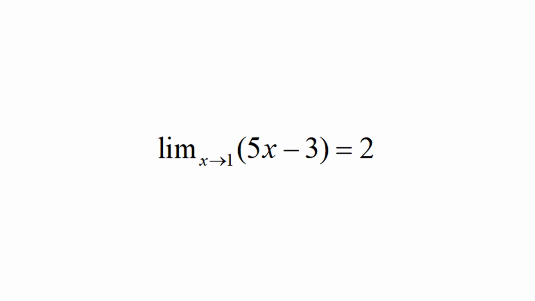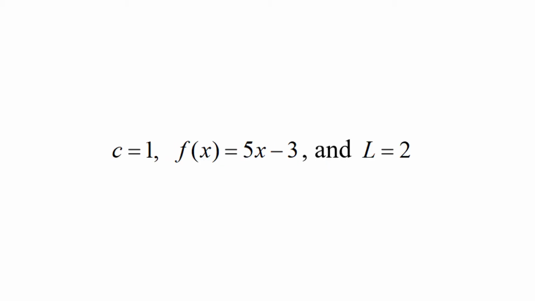In the previous session, we illustrated various numerical and graphical methods for guessing limits. Now that we have a precise definition to work with, we can actually confirm the validity of those guesses with mathematical proof. We begin by showing that the limit of 5x minus 3 as x approaches 1 is 2 using the epsilon-delta definition. We set c equal to 1, f of x equal to 5x minus 3, and L equal to 2 in the definition of limit.